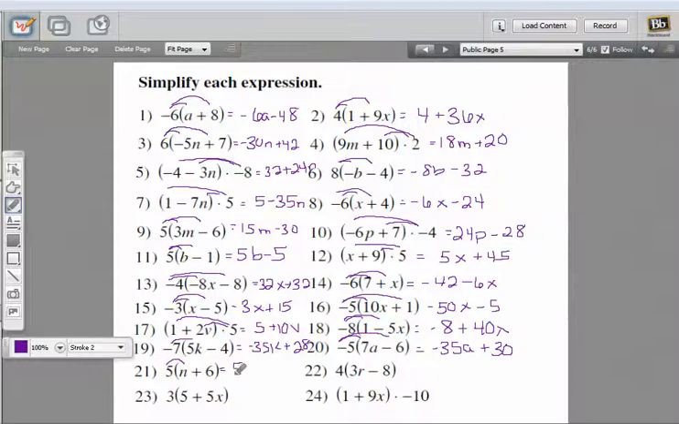5 times n is 5n, and 5 times 6 is a positive 30. 4 times 3r is 12r, and 4 times -8 is a -32. 3 times 5 is 15. 3 times 5x is a positive 15x. And lastly, a -10 times 1 is a -10, and a -10 times 9x is a -90x.